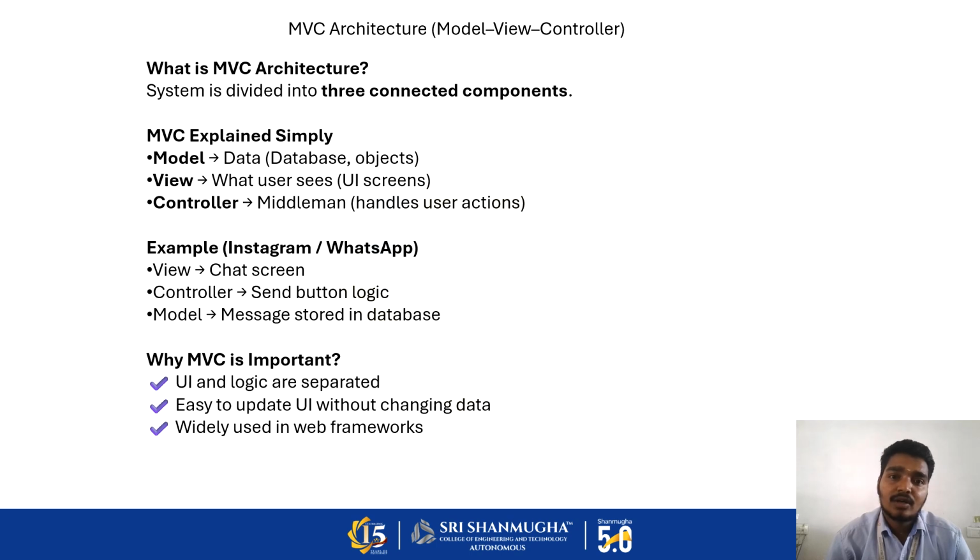So next, MVC architecture. What is MVC? MVC is model view controller. The system is divided into three connected components. The model is the database and the objects are part of the model. The view is what users see, called the UI screen, and the controller is the middleman that decides what data operations to perform. Examples are Instagram and WhatsApp. The view is the chat screen, the controller is the send button or logic, and the model is the message stored in the database. So it works for real-time social media applications.